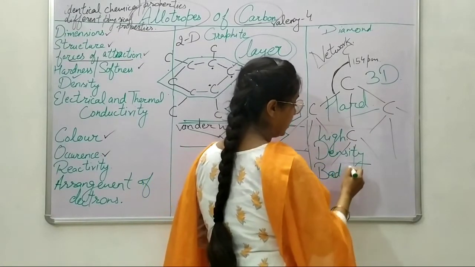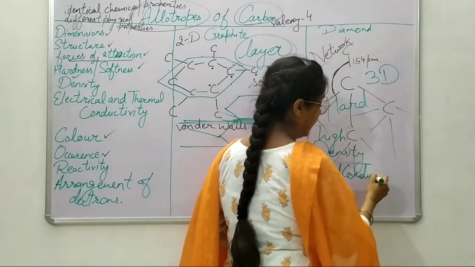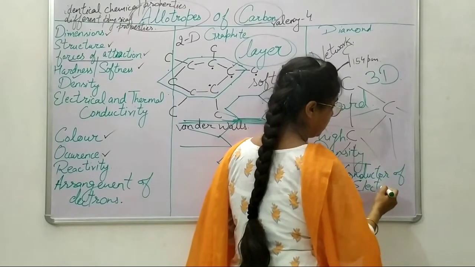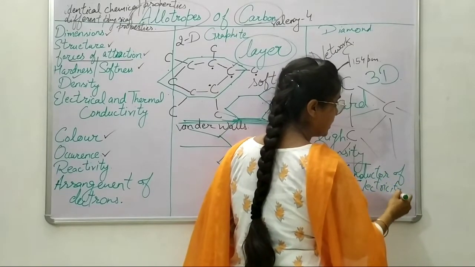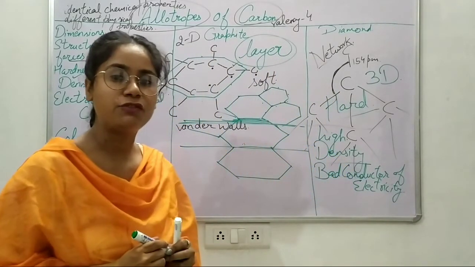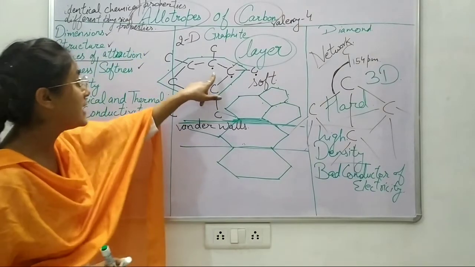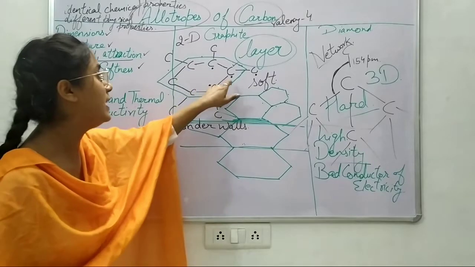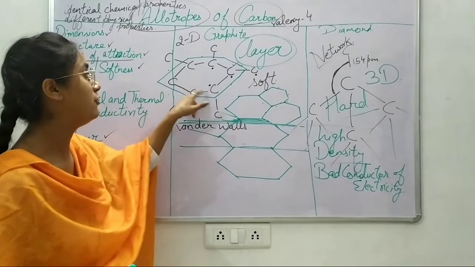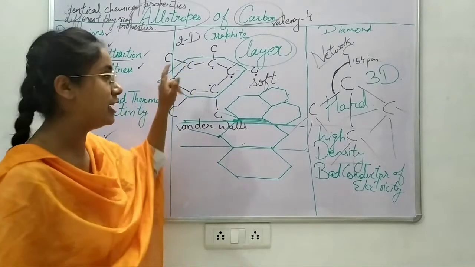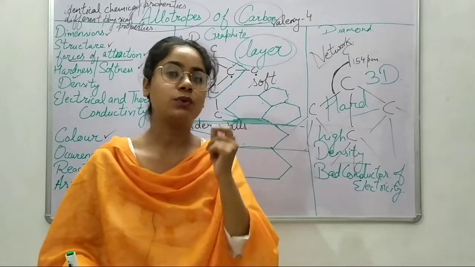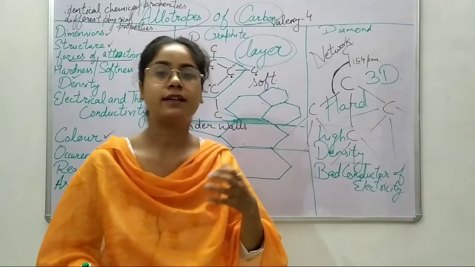Apart from that, diamond is a bad conductor of electricity. Now why is it a bad conductor of electricity? Tell me the reason. Does it have any free electron? Graphite had free electrons in its structure. Every atom of carbon had a free electron with it. That means every carbon was possessing some charge, and due to that charge it was able to conduct electricity.